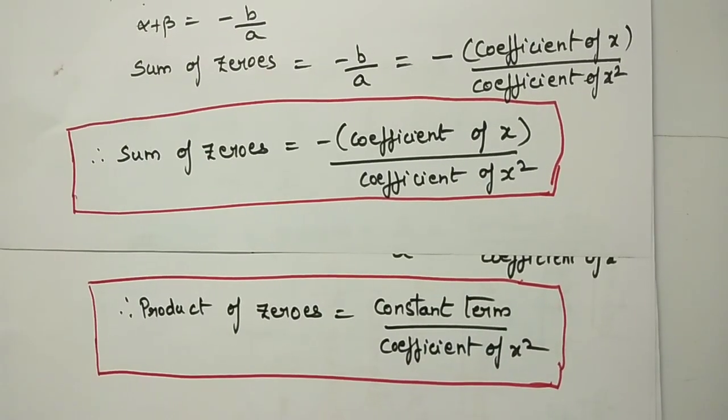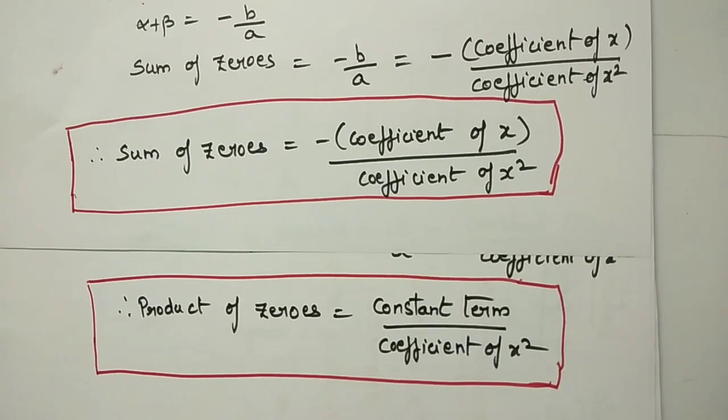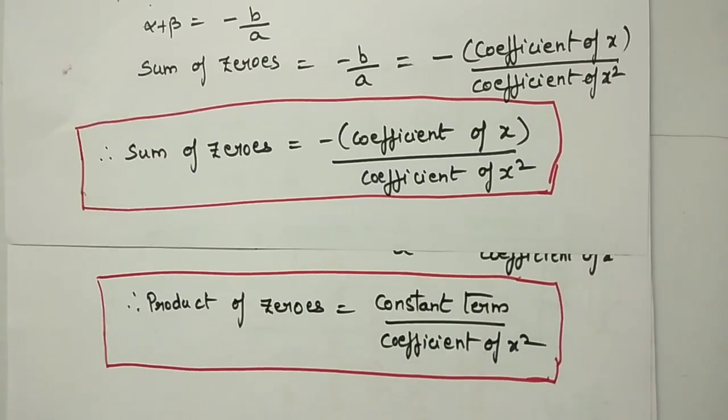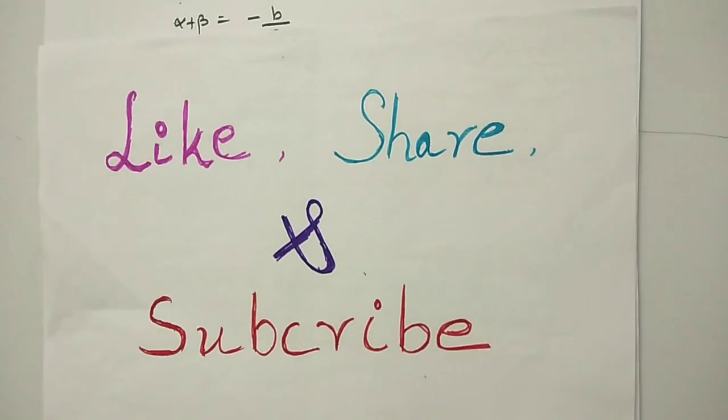Hope you have understood the relationship between zeros and coefficients of a quadratic polynomial in this video. Let us continue in my next video by taking an example and finding the relationship between them.